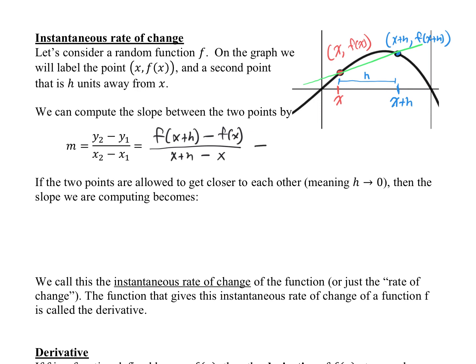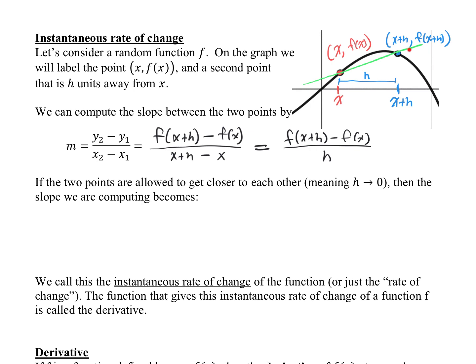In our denominator, we see x plus h minus x, and then certainly x minus x would reduce to just be 0, and all we would have left is h. So the expression reduces to f of x plus h minus f of x over h. Now, what we've said is that this computes the slope of this green line.